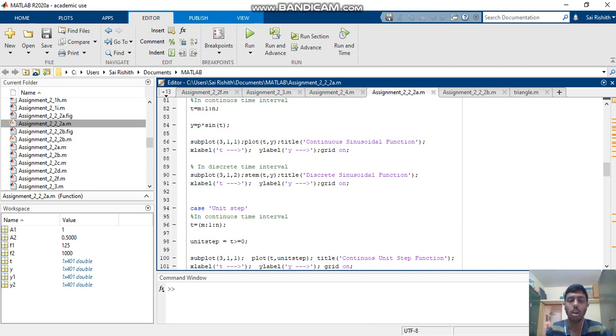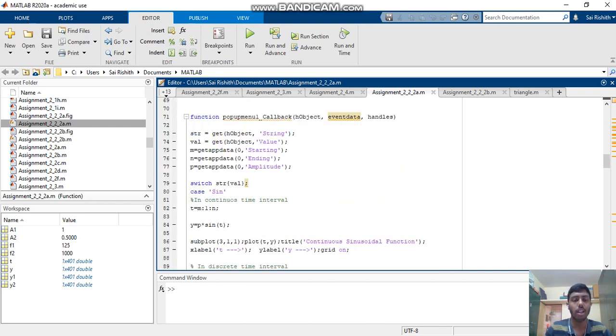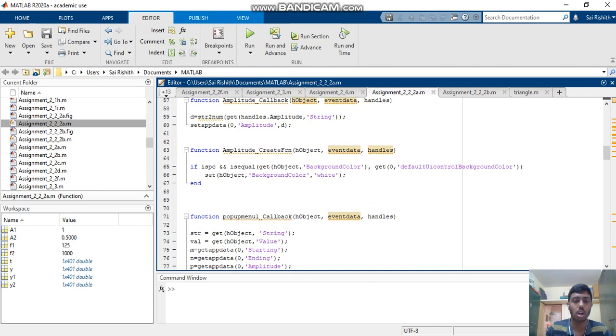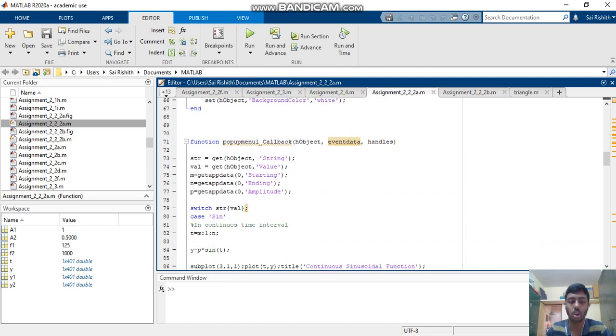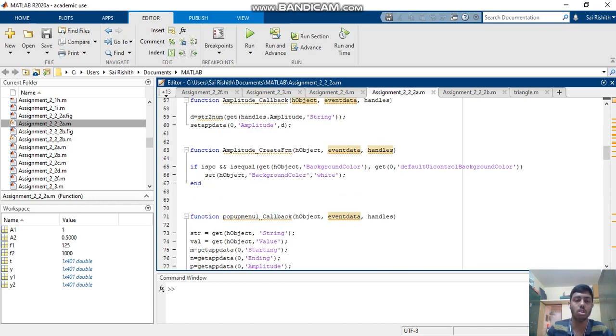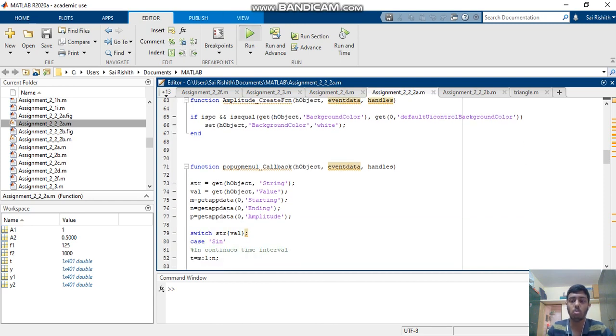Now I'm running this program, and in this I am using two functions, that is setappdata and getappdata. With setappdata you are sending a variable from one place. When you enter the value, the data will be stored there and sent into another function. Here we are using getappdata for getting the value from this setappdata. Now I'm running this program.